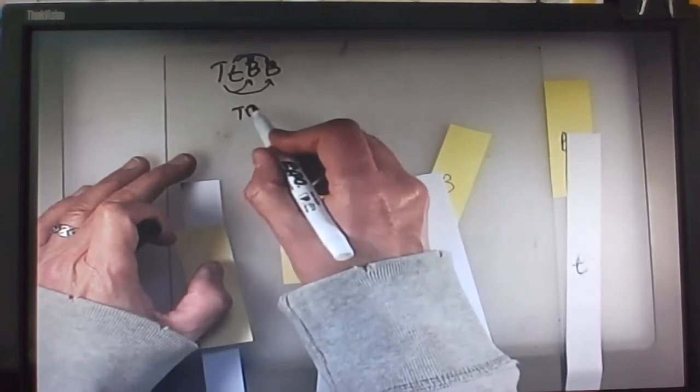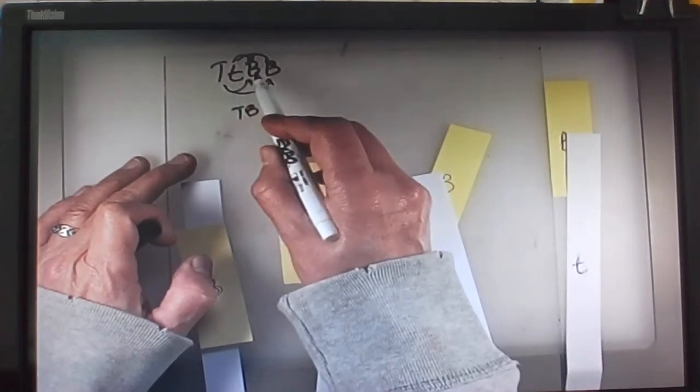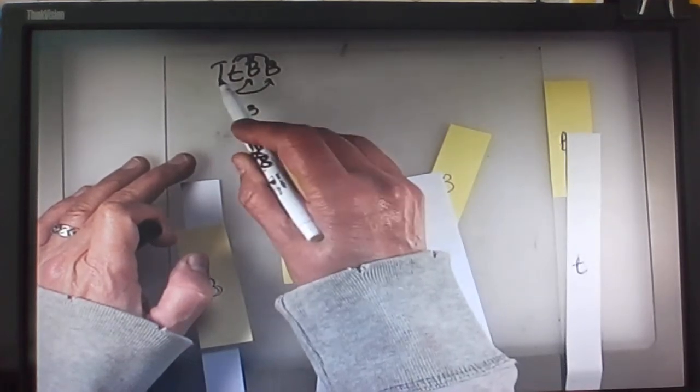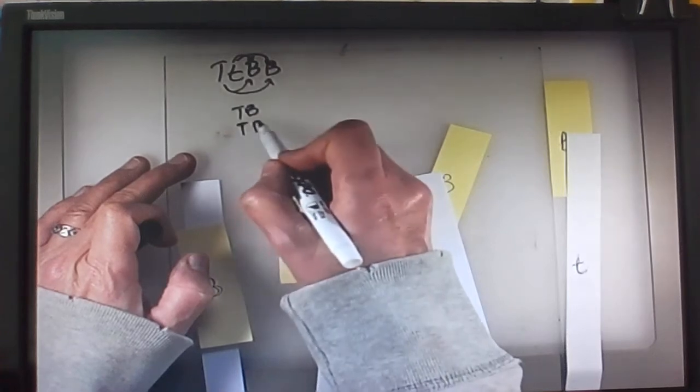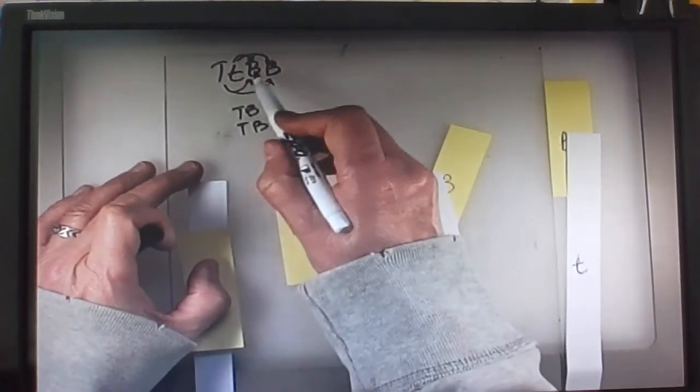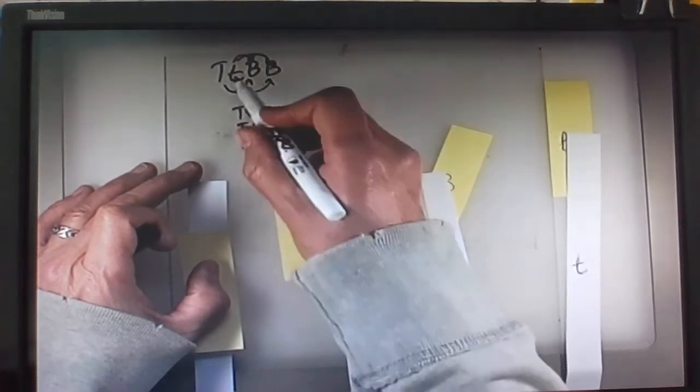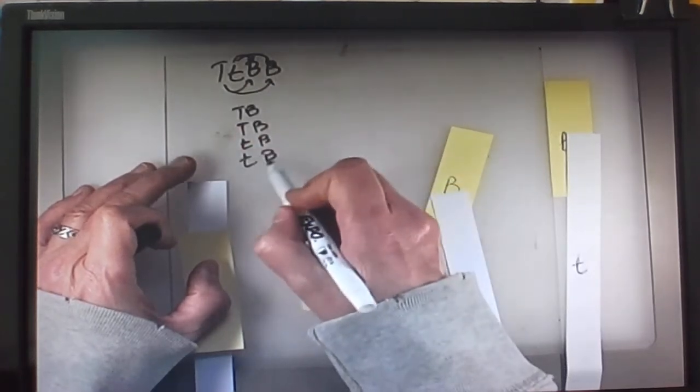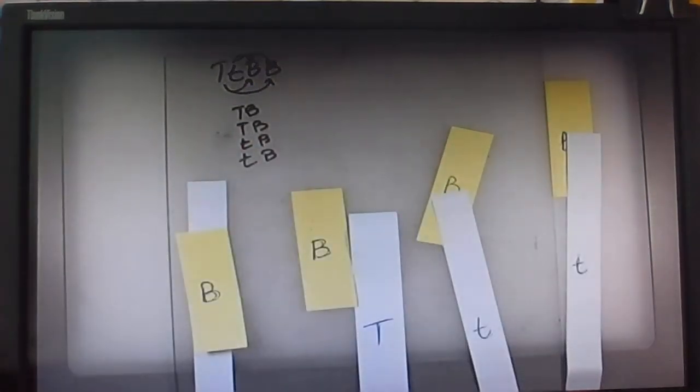So the gametes that I could get from this, I could get capital T, capital B, where this capital T goes with that capital B, or I could get this capital T with that capital B. I can get this lowercase t with that B, or I can get this lowercase t with that B. That gives us the possibility of 4 gametes that could have sorted out with this.